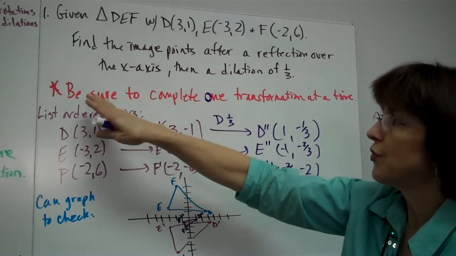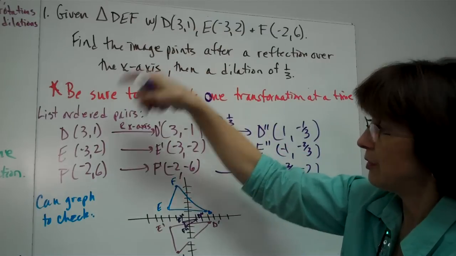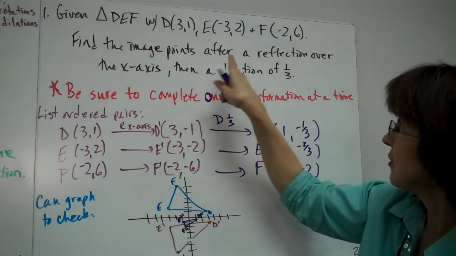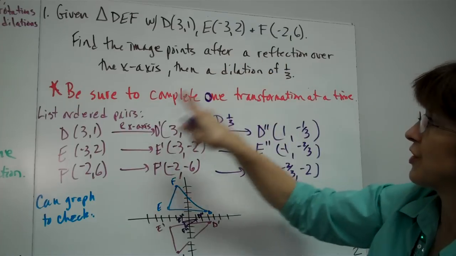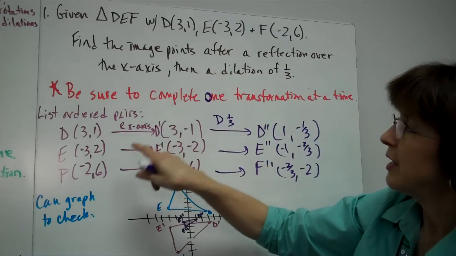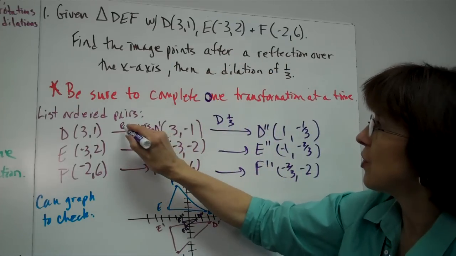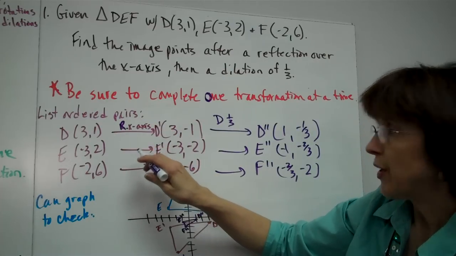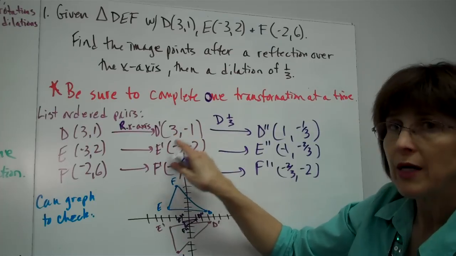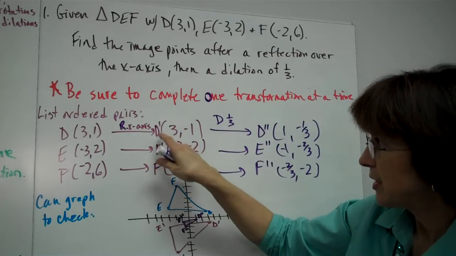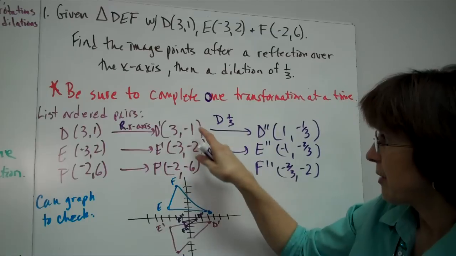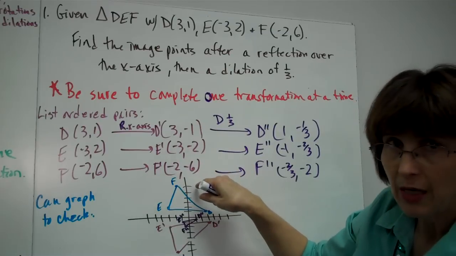So first you write the ordered pairs down in order, D, E, F, and list what they are. Then you do the very first transformation, which in this case is reflection. It'll just be whatever order they say. So reflect over the x-axis. Remember the rule for the x-axis: the x stays the same and the y is negative. So I made all these points, I put D prime because that's the next one, and I kept the x's the same and I made the opposite for the y's.